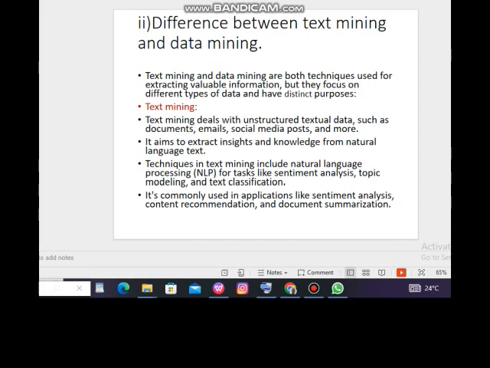Text mining. Text mining deals with unstructured textual data such as documents, emails, social media posts, and more. It aims to extract insights and knowledge from natural language text. Techniques in text mining include natural language processing for tasks like sentiment analysis, topic modeling, and text classification. It is commonly used in applications like sentiment analysis, content recommendation, and document summarization.